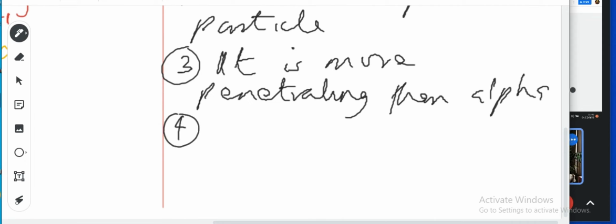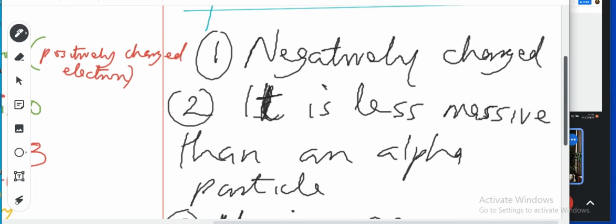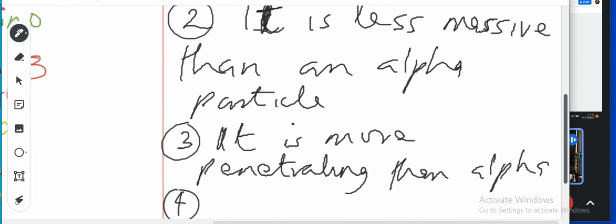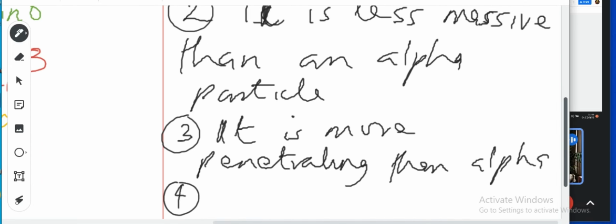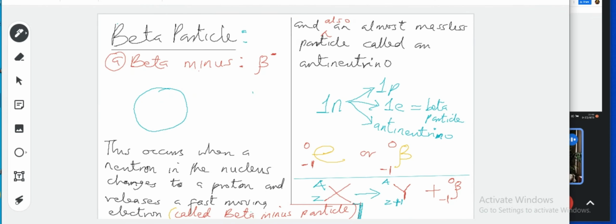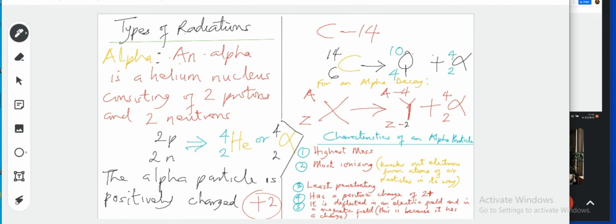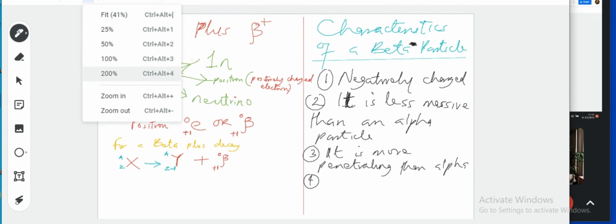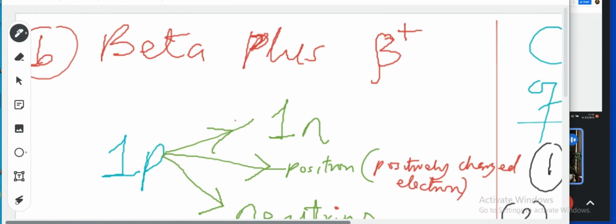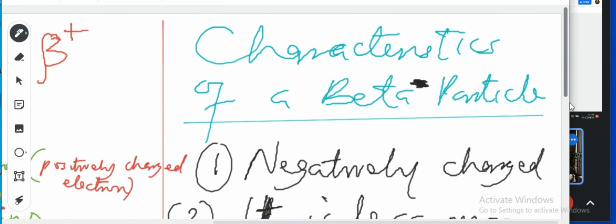It is more penetrating than alpha. What did we say about alpha? So I can just say the opposite: alpha is less penetrating, so beta is more penetrating. Alpha has a positive charge of 2 plus, so this one has a negative charge, 1 minus for a beta minus.